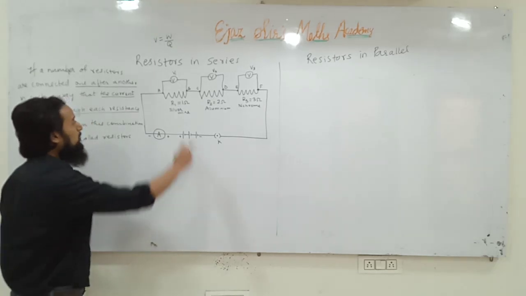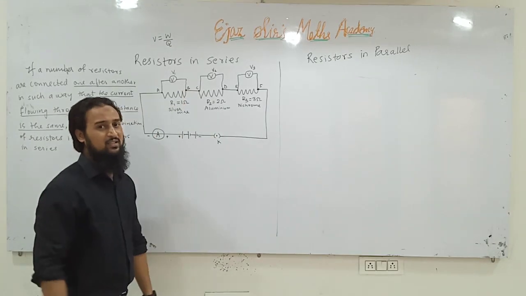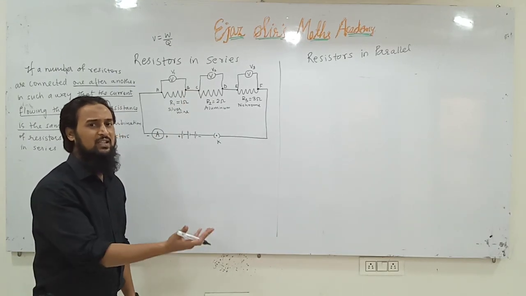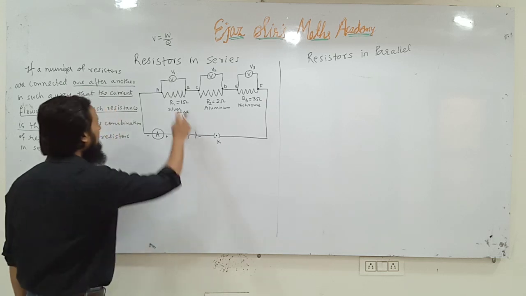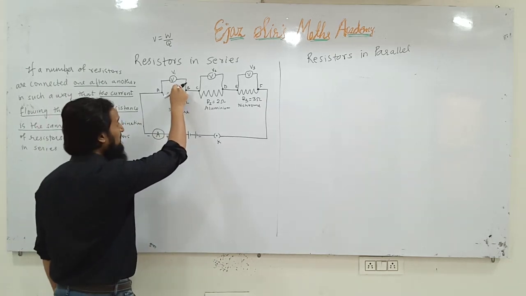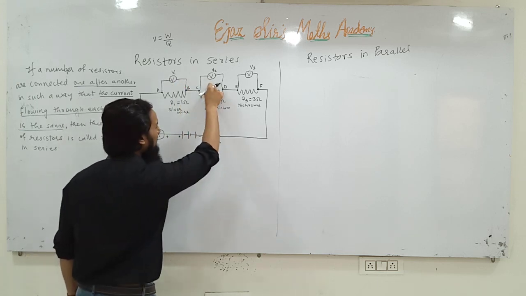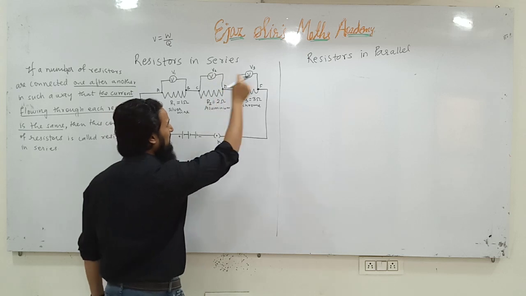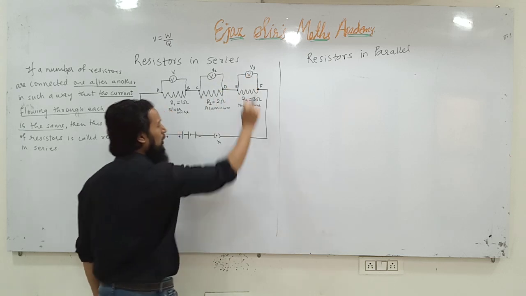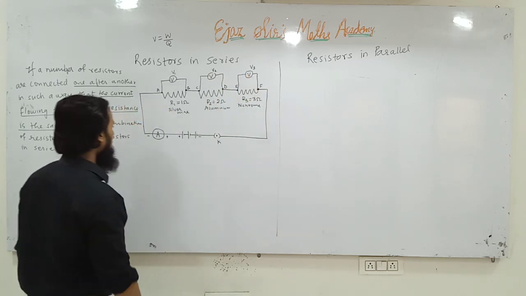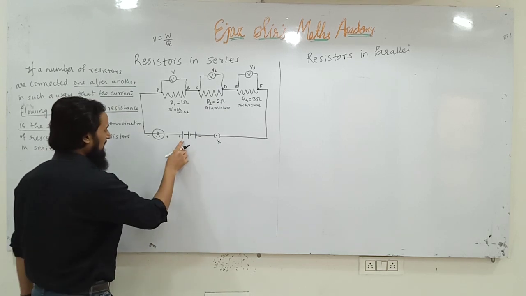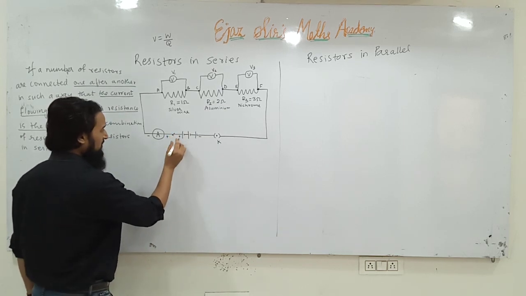We want to connect the resistor so as to decrease the current. The more the resistance, the less will be the current. Now here, voltmeter V1 has very high resistance. Let us suppose it has infinite resistance. This also has very high resistance, infinite, and this voltmeter also has almost infinite resistance.